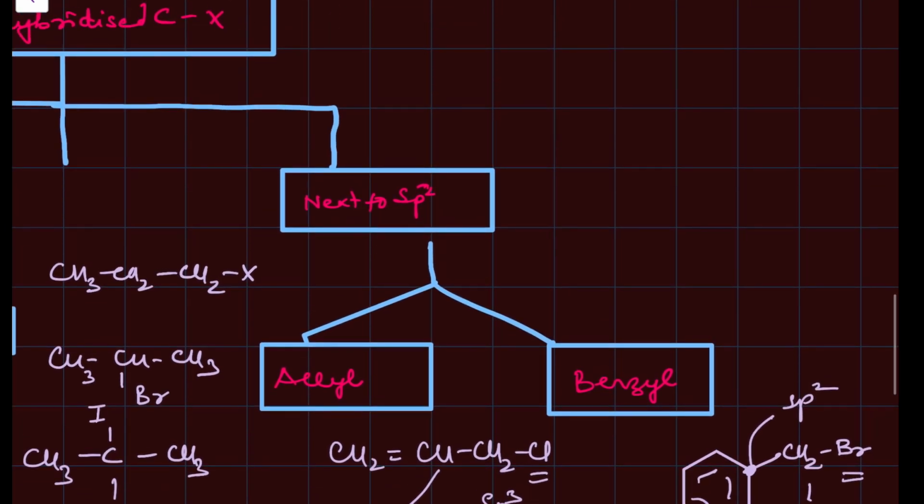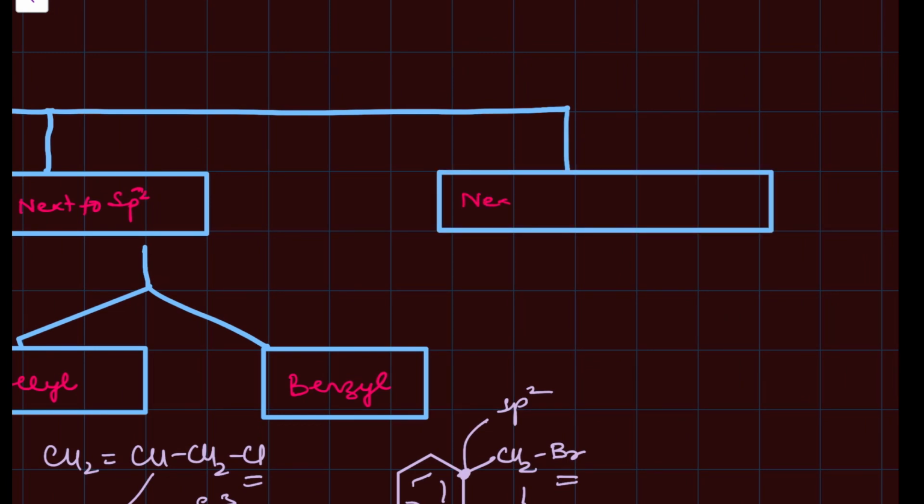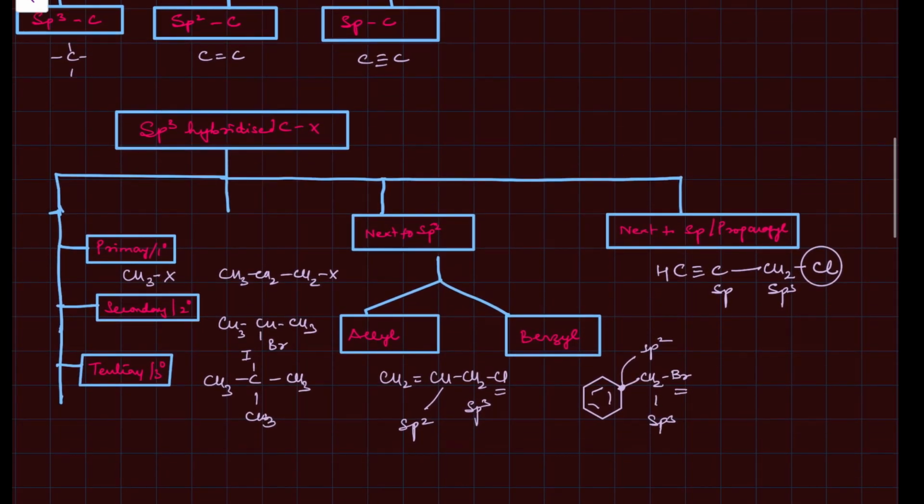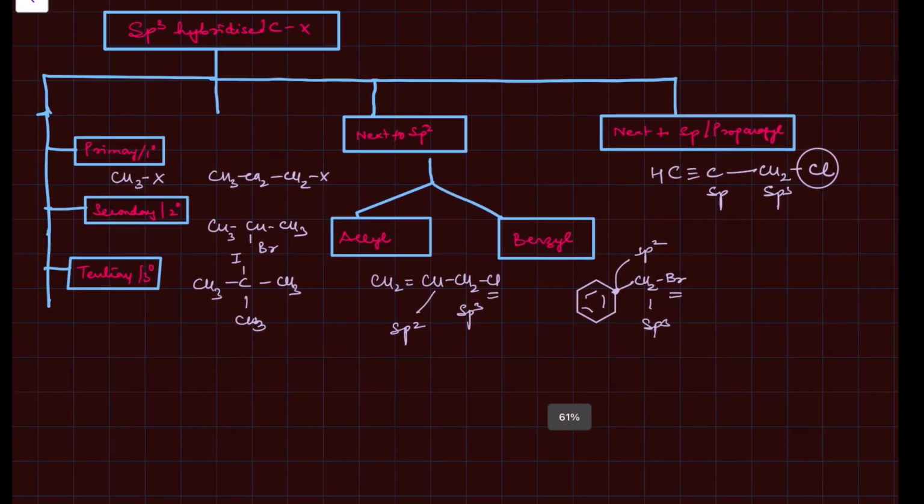Third category, next to sp. This is known as propargyl. So, look here, this is sp hybridized and this is sp3 hybridized and this is your halide, this is sp3. So, the halide is attached to sp3, which is attached to sp; this is known as propargyl. Let us move on to the next category. So, this is all about halogen attached to sp3.